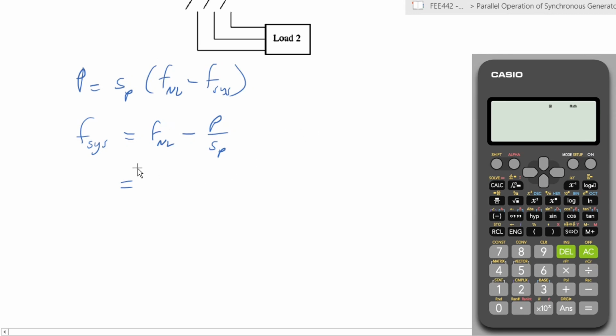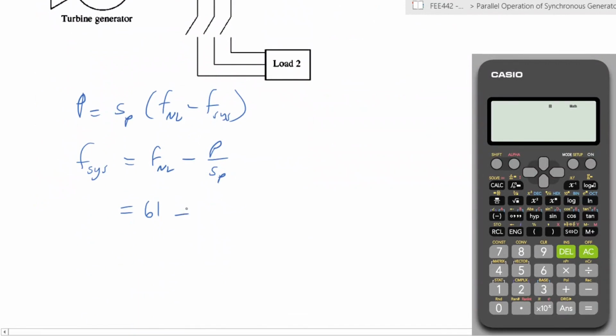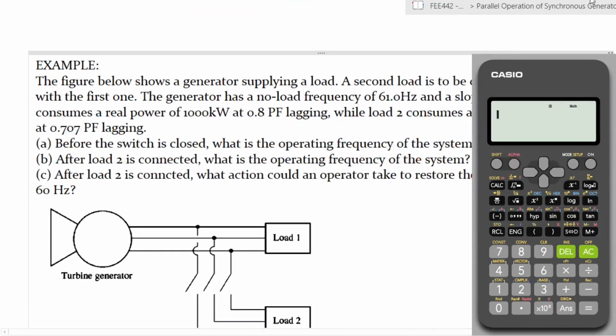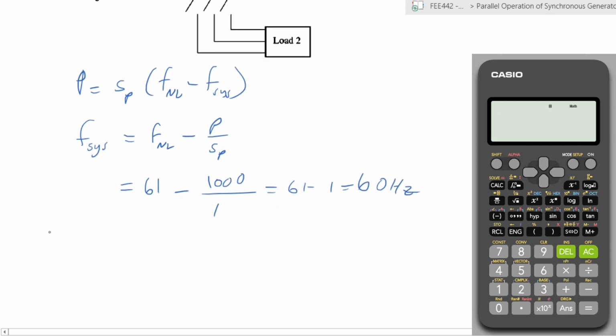So then what is the value of those? FNL is 61, minus the power initially. The power initially is, sorry, it's 1000, not 800, 1000 over 1 megawatt per hertz, right? So this is equal to 61 minus 1. It's actually equal to 60 hertz. Okay, so that's the initial.